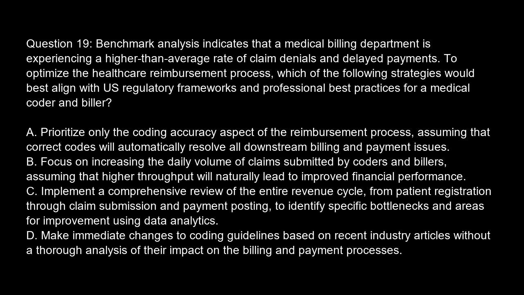Option A. Prioritize only the coding accuracy aspect of the reimbursement process, assuming that correct codes will automatically resolve all downstream billing and payment issues. Option B. Focus on increasing the daily volume of claims submitted by coders and billers, assuming that higher throughput will naturally lead to improved financial performance. Option C. Implement a comprehensive review of the entire revenue cycle, from patient registration through claim submission and payment posting, to identify specific bottlenecks and areas for improvement using data analytics. Option D. Make immediate changes to coding guidelines based on recent industry articles, without a thorough analysis of their impact on the billing and payment processes.